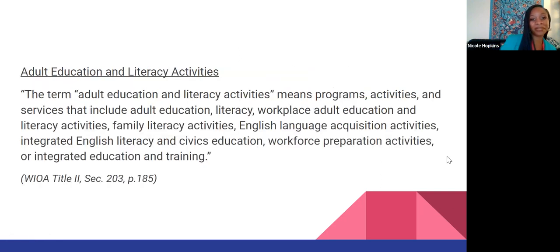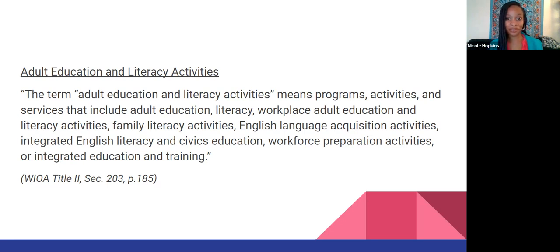We can go to the next slide, please. Okay, so adult education and literacy activities. The definition that WIOA gives is that it's programs, activities, and services that include adult education, literacy, workplace adult education and literacy activities, family literacy activities, English language acquisition activities, integrated English literacy and civics education, workforce preparation activities, or integrated education and training.